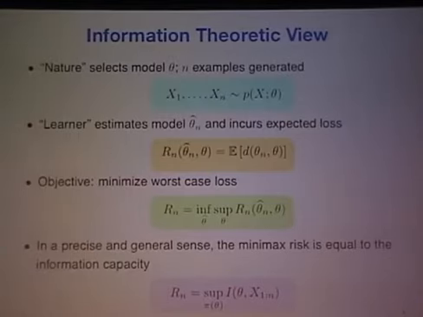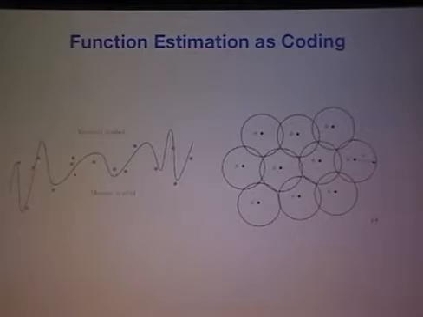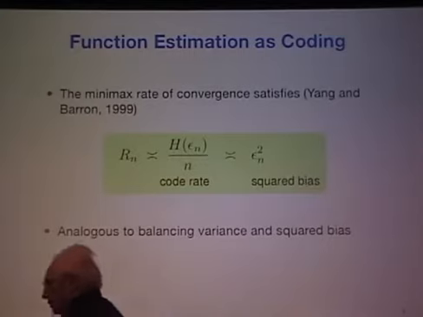And in a fairly general and precise sense, the minimax risk is exactly equal to the information capacity of this viewed as a channel coding problem. Okay, so the minimax risk is basically the channel capacity. To view that as a coding problem, if you want to decode to a function, you can just discretize the space of functions by putting balls around a finite set of functions, and then you can decode to one of these centers. And then the minimax rate of convergence is exactly the rate of this code, right?